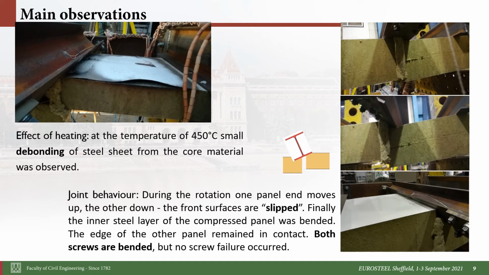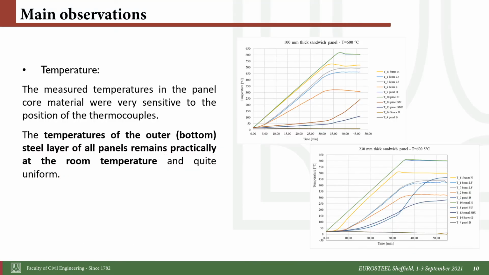You can see the main failure modes here. At some point in the test, when we have a higher temperature, we have seen some kind of delamination of the facing of the sandwich panels. You can see the deformation of the two panels during the rotation as well, and you can see the bent part of the facing of the sandwich panels as well, and of course we have a very large deformation in the screws as well.